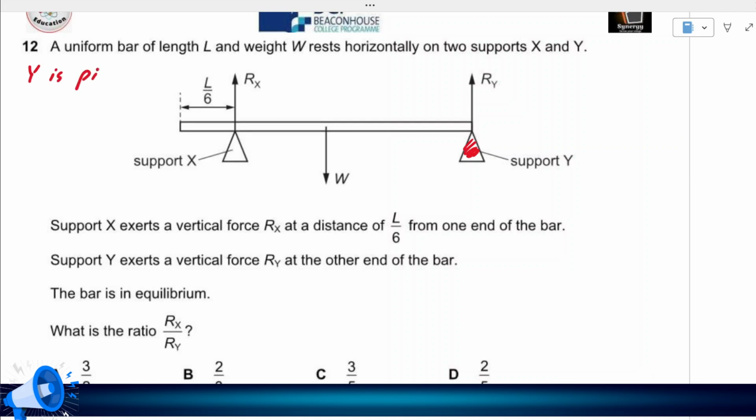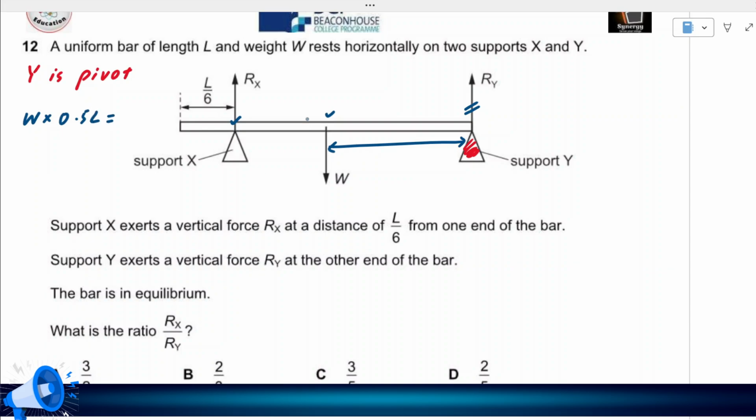When Y is the pivot, let us apply the principle of moments. Y is the pivot. So this force would not be used because it passes through the pivot. These two forces would be used. So W times the length between these two. It's a uniform beam, so L by 2. The total length is L. So it would be half of the length.